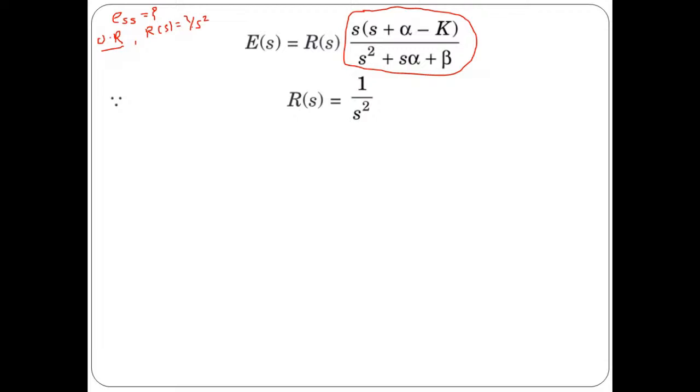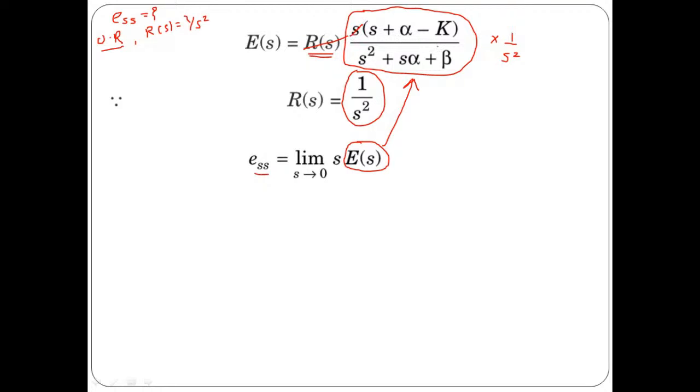So what we need to do? We need to put the value of R(s) as 1 by s square and try to solve this particular numerical to calculate the value of ESS, which is nothing but steady state error. So I can write steady state error as limit s tends to 0 s into E(s). Now here E(s) is nothing but this entire expression, and in that expression we need to replace this R(s) by 1 by s square. That is important. So this has to be multiplied by 1 by s square, because this R(s) is nothing but 1 by s square.